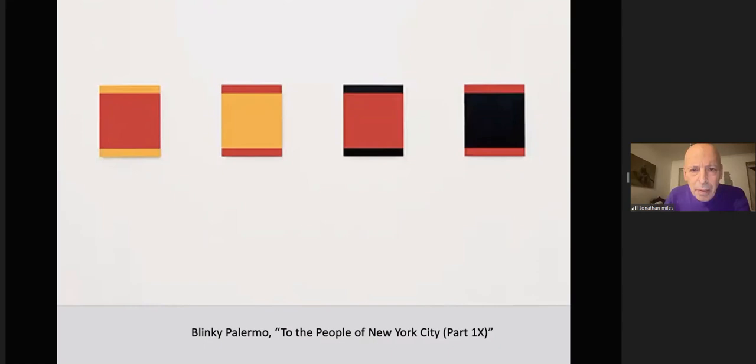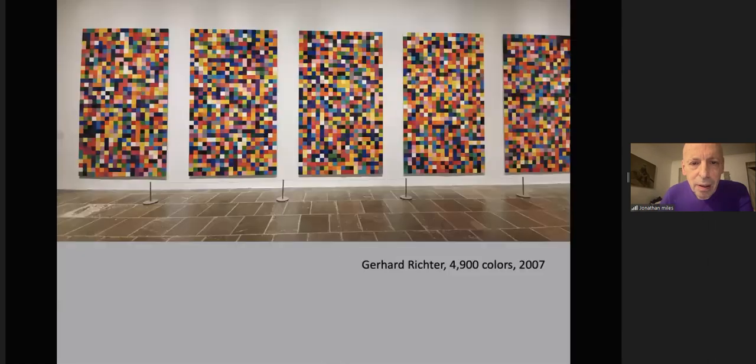It's Blinky Palermo, who studied under Beuys, but he changed his name to that of an American gangster. Blinky Palermo was a gangster in the United States in the period of the 1930s to 50s. It was a notorious gangster, but he changed his name to it. There's Gerhard Richter, 4,900 Colours from 2007.